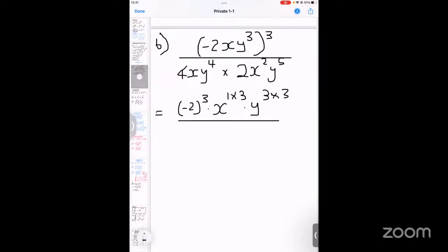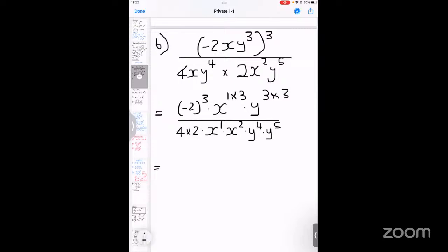Maybe we can just group the denominators there and say we have 4 that is multiplying 2, and then we come to the letters. We will say we have x to the 1 that is multiplying x to the 2, and then in terms of the y, we start with y to the 4 and then multiplying y to the 5. Did you see what I've done there, Langelihle? Yes, I can see. Okay.